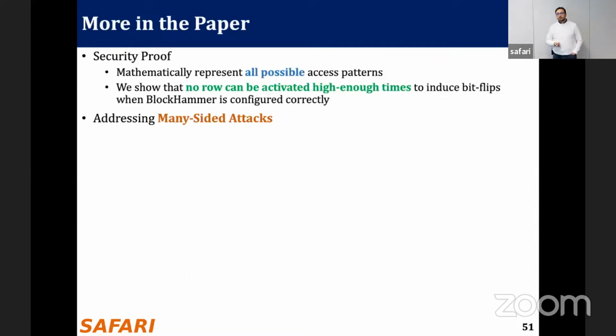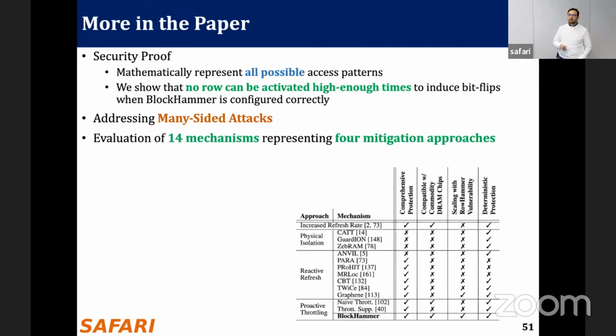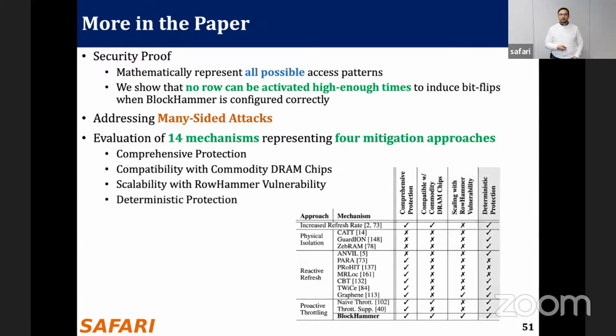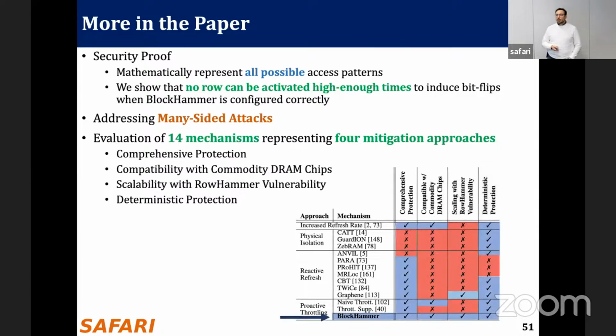We have more things in the paper. There is a mathematical security proof. There is an explanation of how we prevent many-sided attacks as well. And we also evaluate 14 different mechanisms representing 4 mitigation approaches qualitatively. We look at them from the aspects of comprehensive protection, compatibility with commodity DRAM chips, scalability with RowHammer vulnerability, and deterministic protection. And we show that BlockHammer is ticking all those things, while the other mechanisms fail in at least one of them.